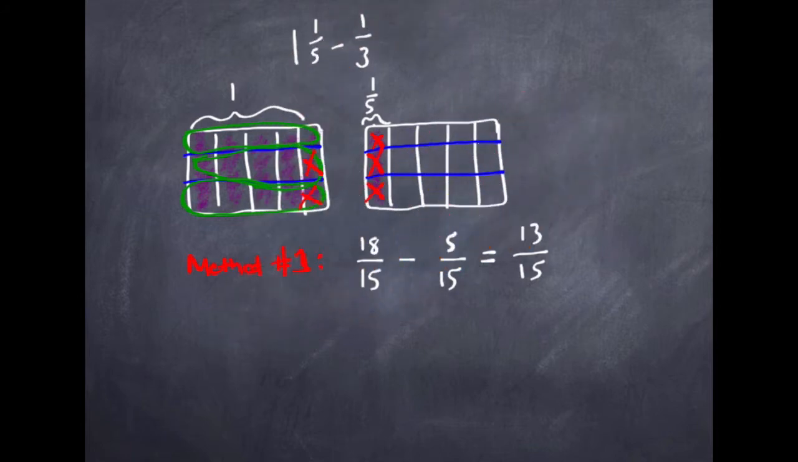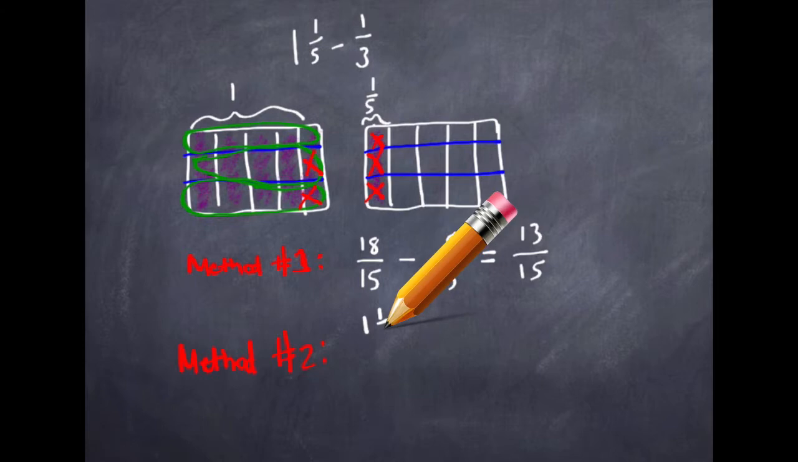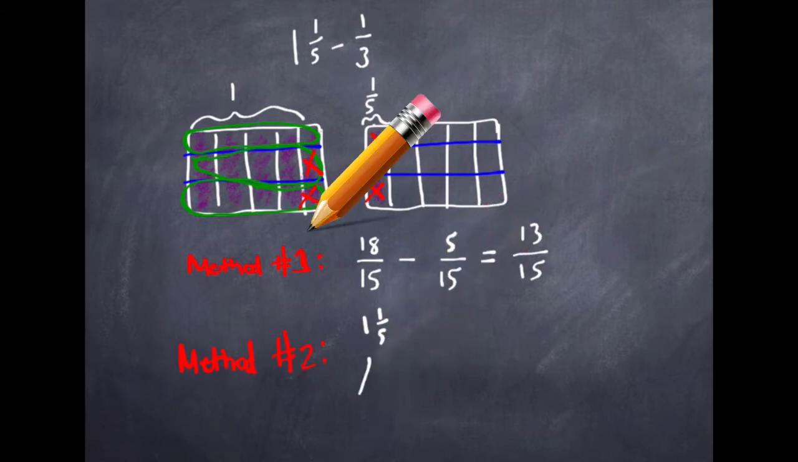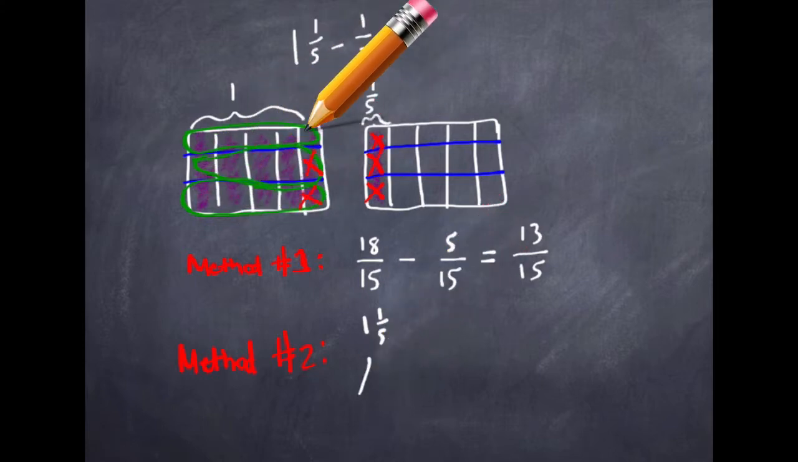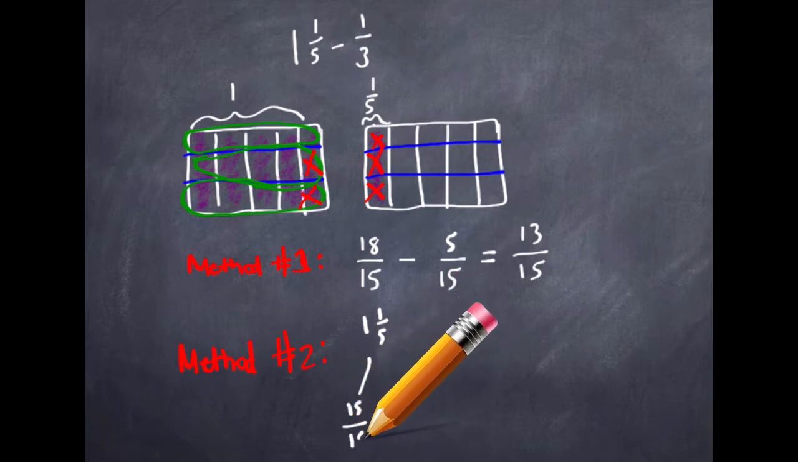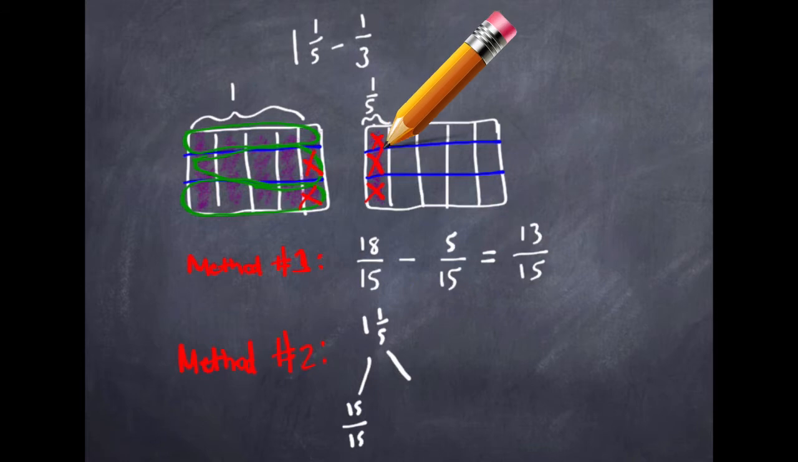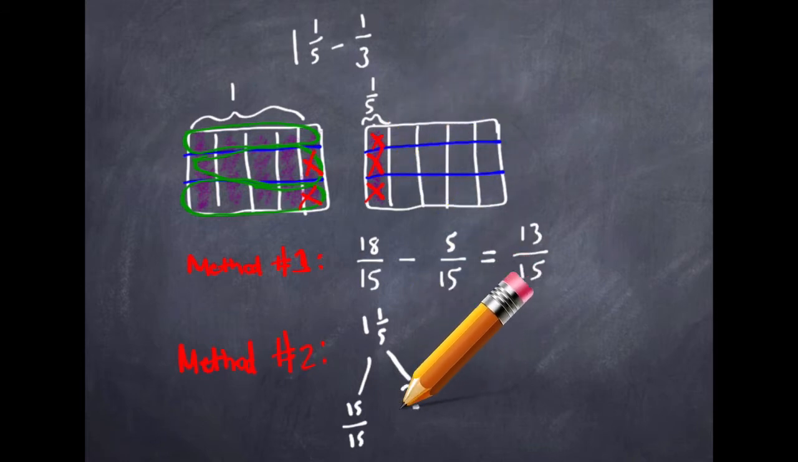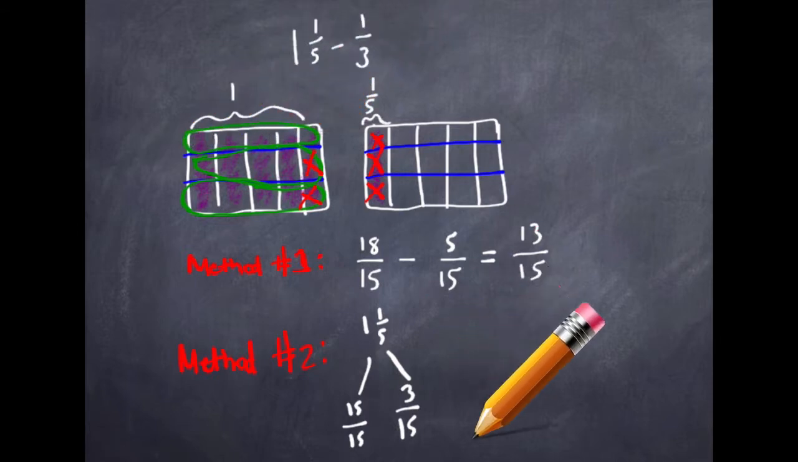If I want to look at another method, I could think of my 1 1/5. Let me just kind of write it down here. 1 1/5 as 15 15ths, right? Because that would be a whole. So 15 15ths and 3 15ths. And my 1/3 would be the same as 5 15ths.